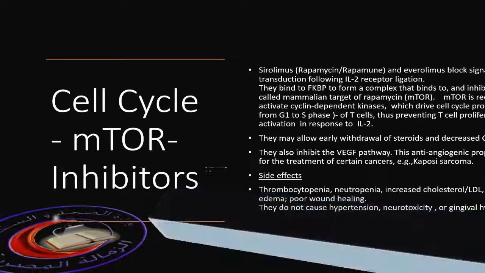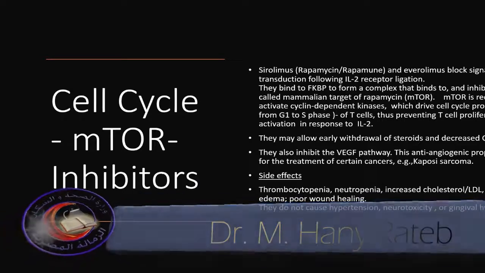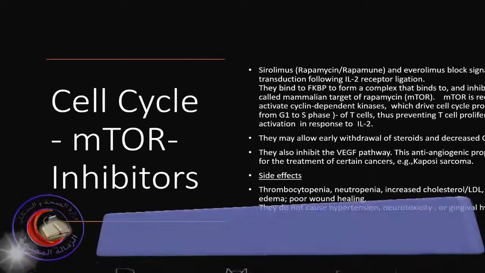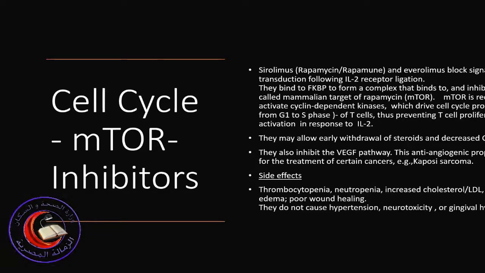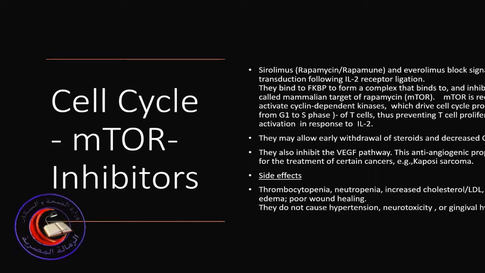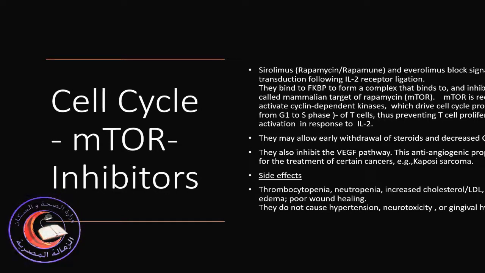They thus prevent T cell proliferation and activation in response to interleukin 2. They may allow early withdrawal of steroids and decrease calcineurin inhibitor doses. The former have long-term effects which we have mentioned. The latter mainly cause nephrotoxicity, and if this happens, we need to change them. If both of these are part of the maintenance program, we can substitute sirolimus or rapamycin or everolimus for these instead of the calcineurin inhibitor or the steroid to treat the complications induced by these two agents.